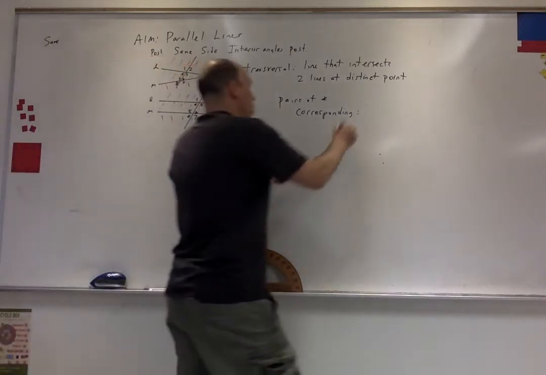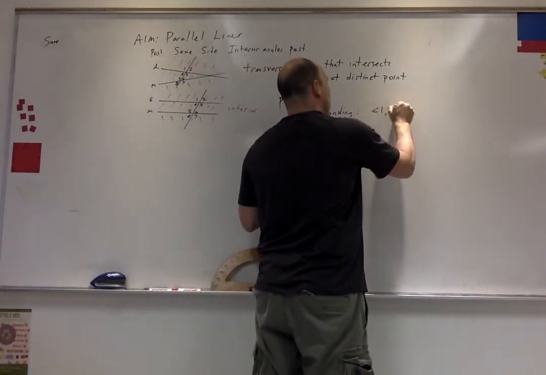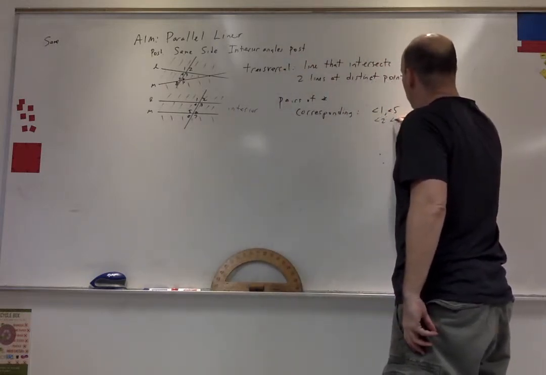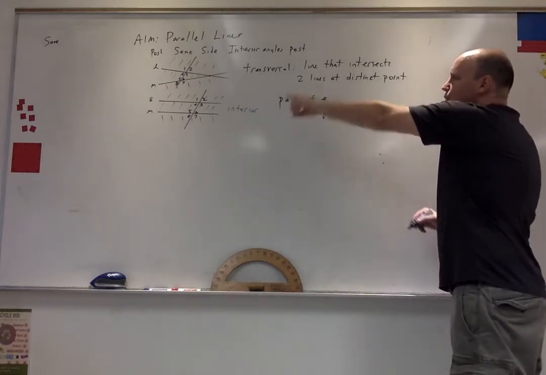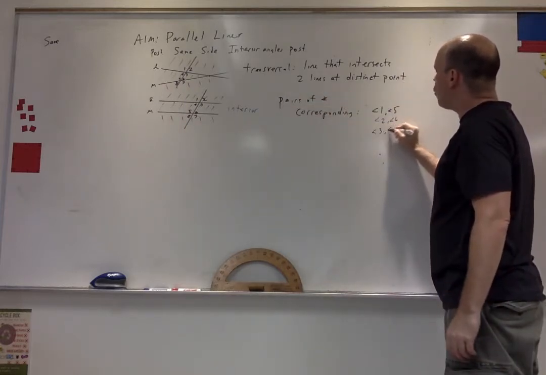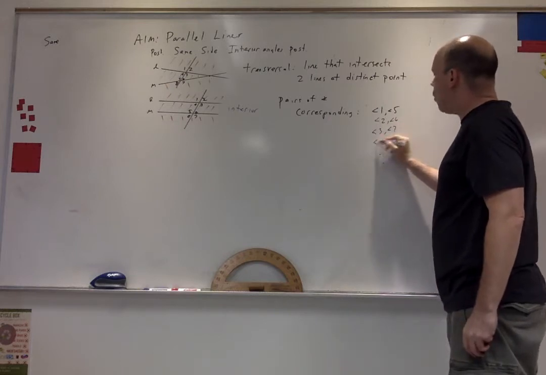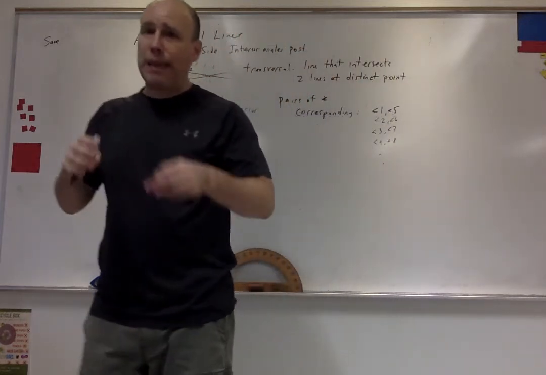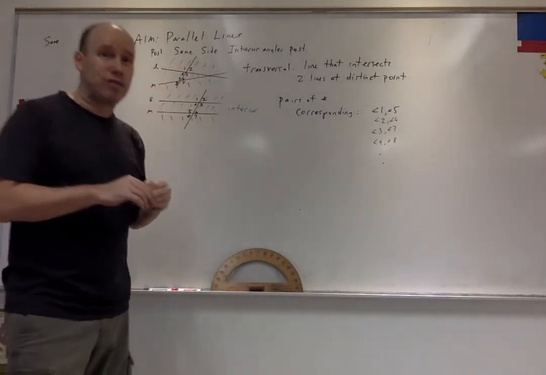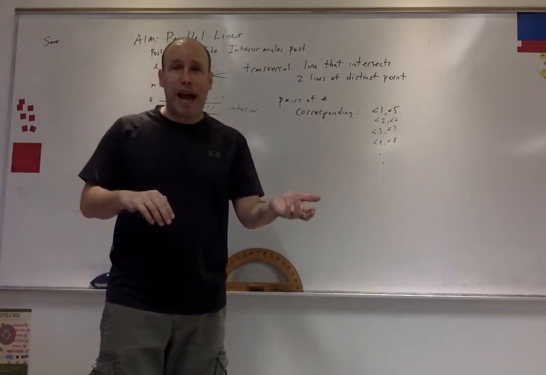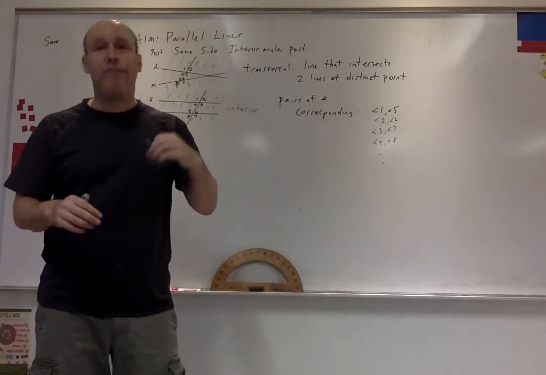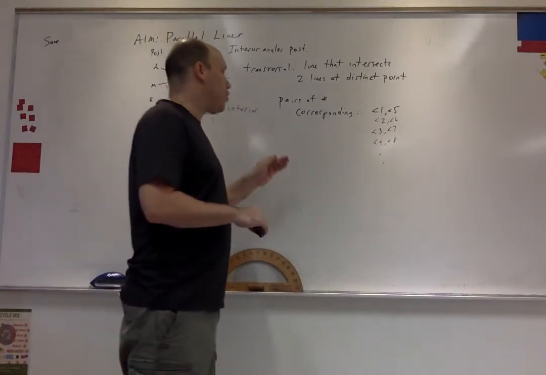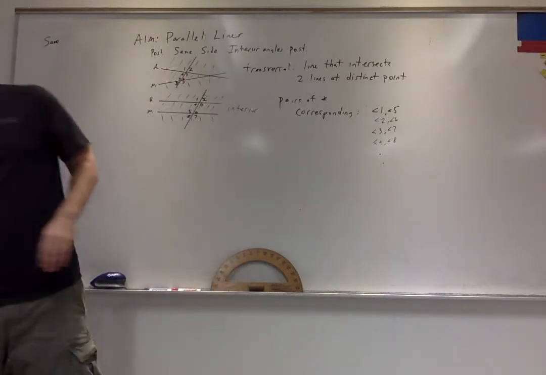So we can see that angle 1 corresponds to angle 5. Angle 2 corresponds with angle 6. Angle 3 corresponds with angle 7. And angle 4 corresponds with angle 8. We're going to determine later if they're actually congruent, but the idea is they are corresponding angles. We'll see that if corresponding angles are congruent, then our lines are parallel. If they're not congruent, they're not parallel. We'll get there.